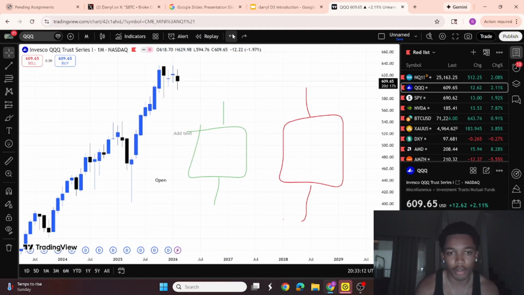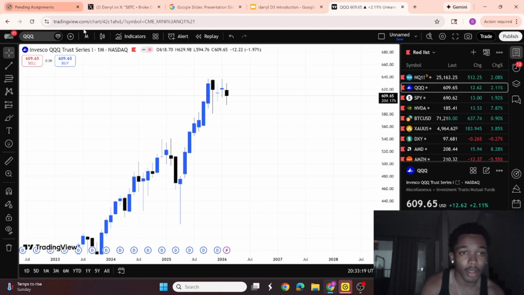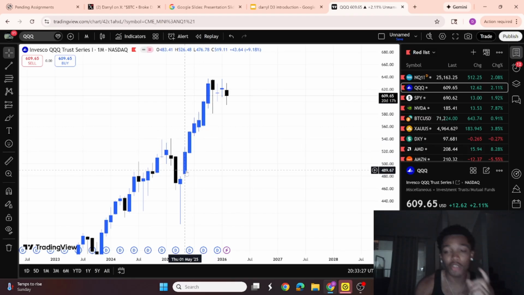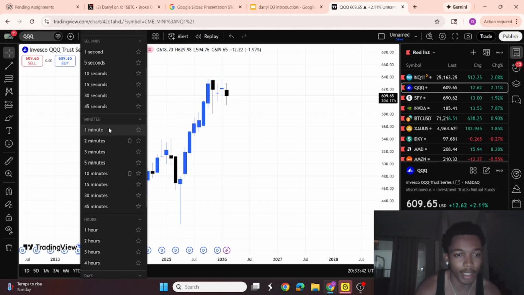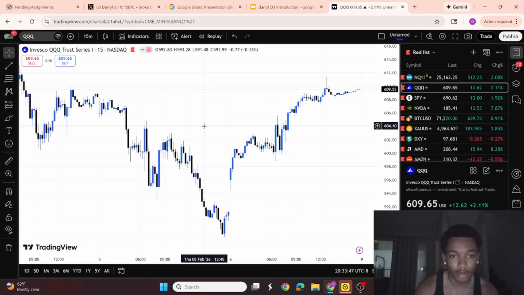Let's get this all off my screen. Now, this is applicable on every single time frame. I'm on the 1 monthly chart, so this represents 1 month of price action. So each candle is 1 month worth of price action. Each candle is worth 1 month of price fluctuation. And this is the same thing with the 1 minute, the 2 minute, 3 minute, the 5 minute. It's the same applicable thing.